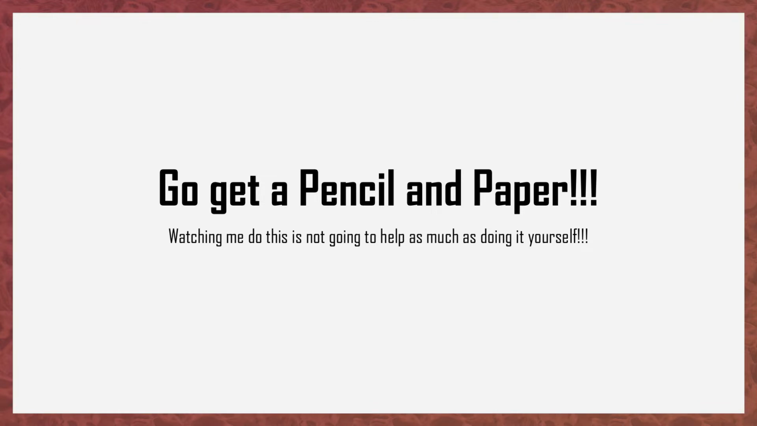Before we go any further, go get a pencil and paper. Watching me do this is not going to help you nearly as much as doing it yourself. There are a lot of numbers, and it gets very complicated if you're just following along by watching. If you are actually writing them down, pausing the video, and making sure that you understand where each element comes from, you'll be much better off. So go get a pencil and paper, and then hit play once you get that.